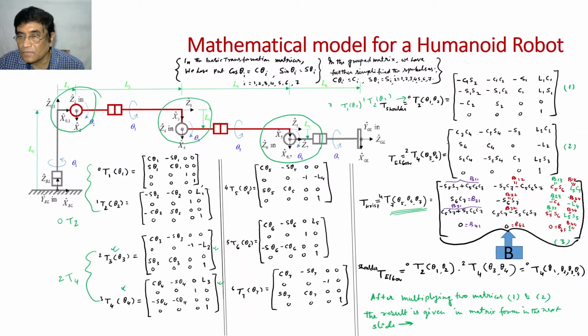All this substitution we are making. So this will now be a matrix like B11, B12, B13, B14, then B21, B22, B23, B24, like that.